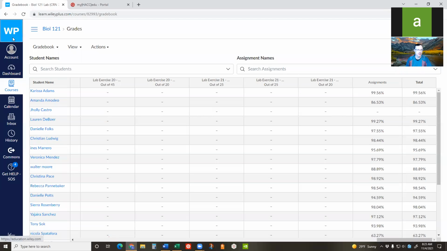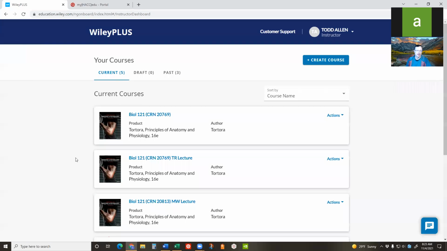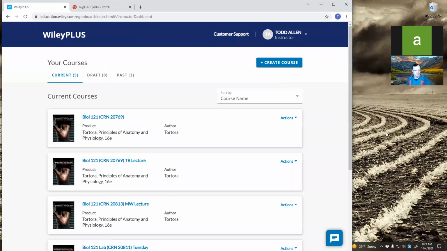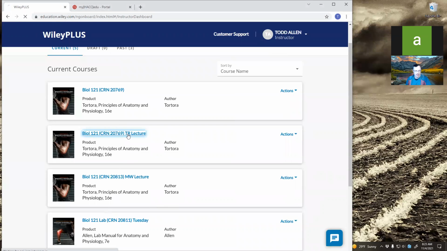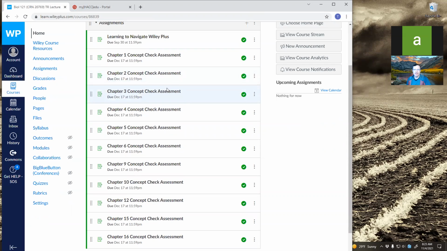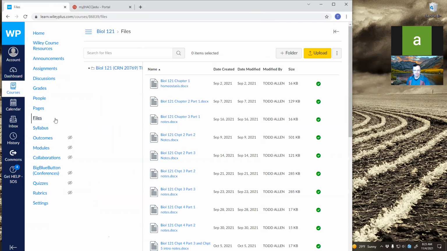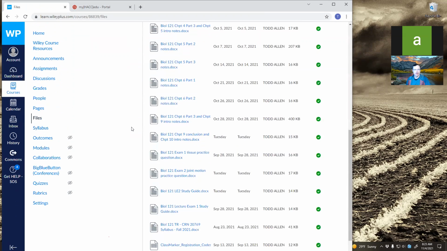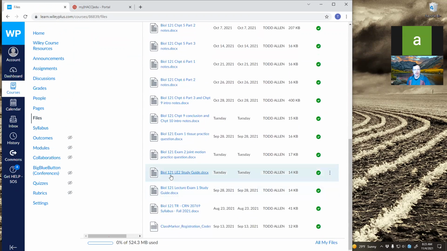So I'm seeing some doubt in the chat window. So hold on a second. Okay. So I'm going to start sharing my screen. Oh, I am sharing my screen, I think. Yes. Okay. I'm in the lecture portion of Wiley Plus. I'm going to the Files tab. And if you go down and look around here, you're going to find Biology 121 Lecture Exam 2 Study Guide.